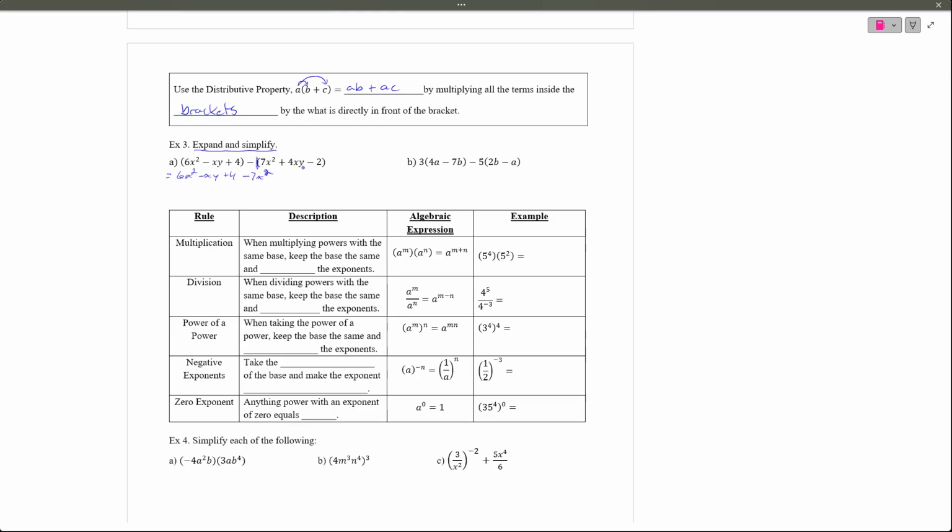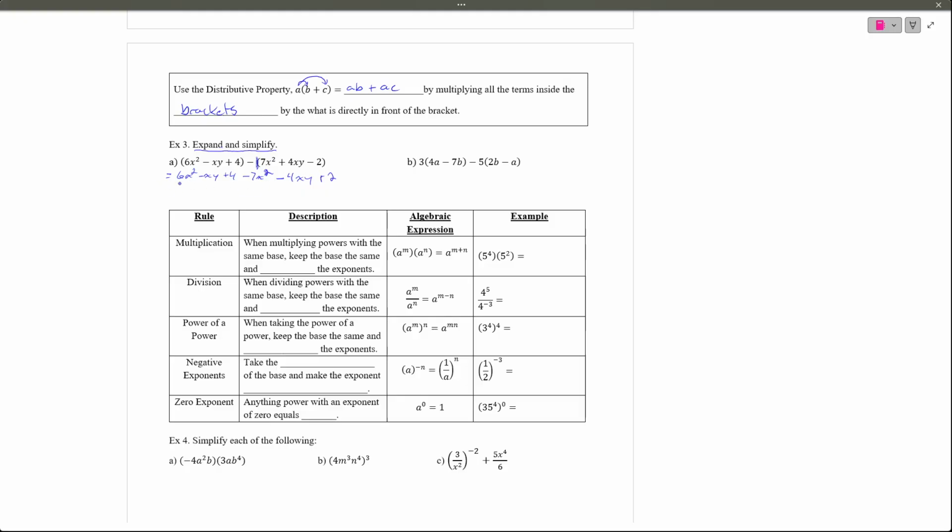Minus 1 times 4xy. That's going to be minus 4xy. Minus 1 times negative 2. That's going to give us positive 2. Okay, so we have all of our terms. So we've expanded. Now we need to simplify. So we're going to collect all of our like terms.